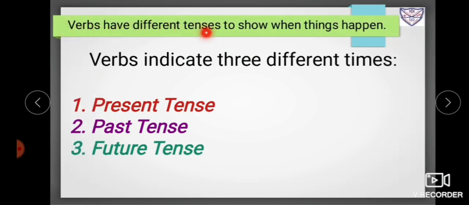Now, verbs have different tenses to show when things happen. So now what are the verbs? Words which tell us what people or things are doing are called verbs, or all doing or saying words are called verbs. So over here verbs indicate three different times, or they express three different tenses. The first one is present tense, second one is past tense, and the third one is future tense.